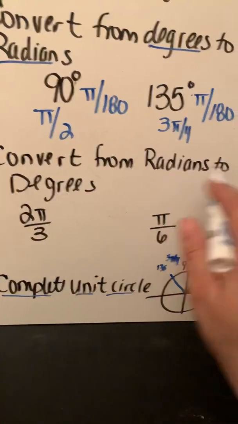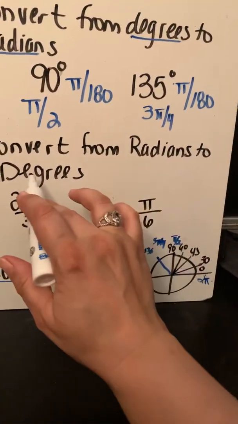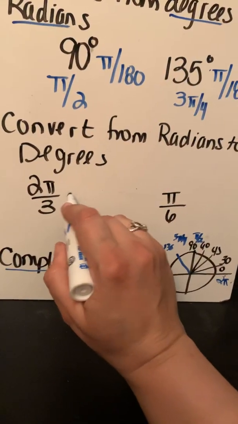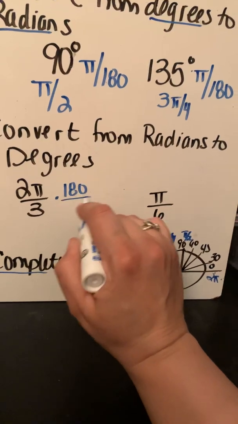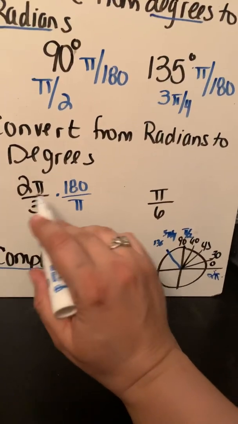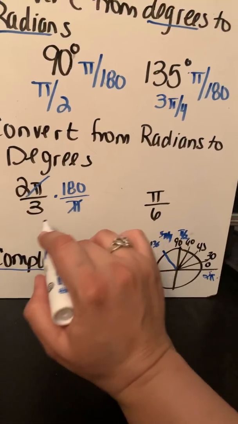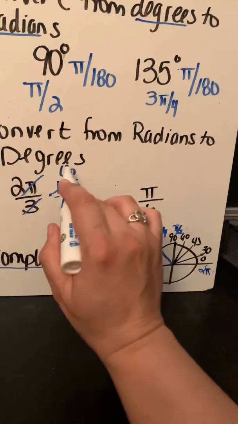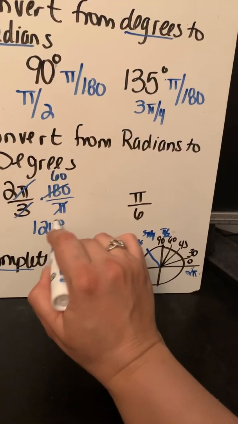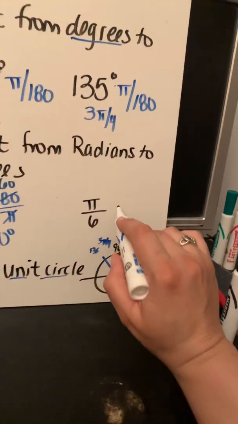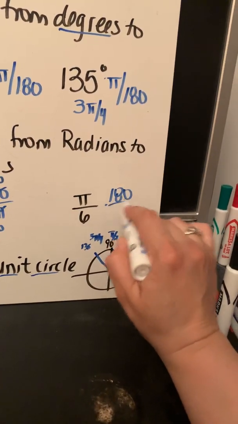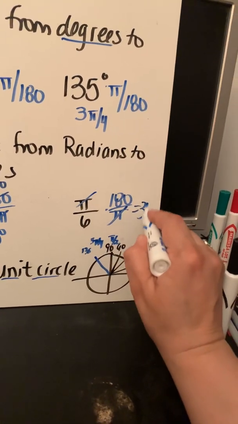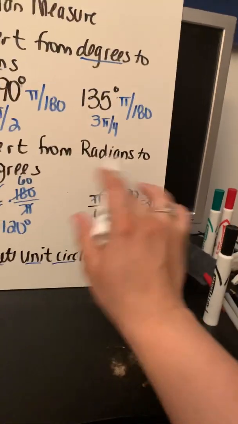Convert from radians to degrees. Okay, so I want to convert from radians to degrees. So instead of taking pi over 180, to do it this way, I'm going to take 180 over pi. Do this little dimensional analysis. My pi's cancel. 3 goes into 180 how many times? 60. 2 times 60 is 120 degrees. Same thing here. 180 over pi. Pi cancels. 6 goes into 180, 30 degrees. That's how we're converting from radians to degrees.